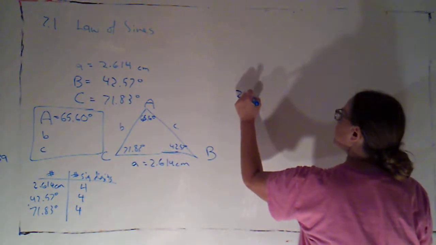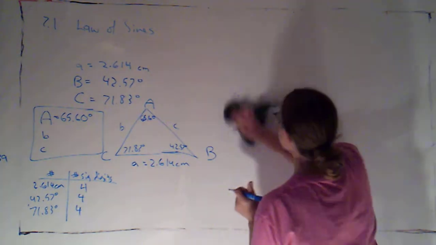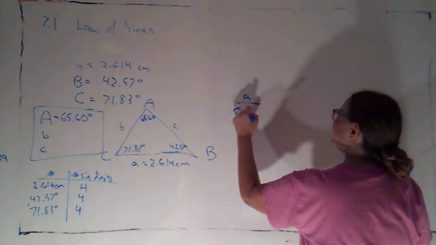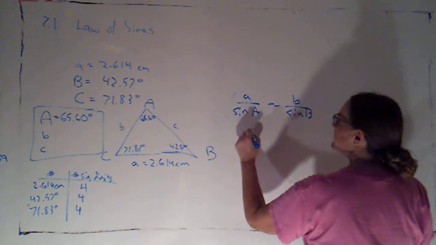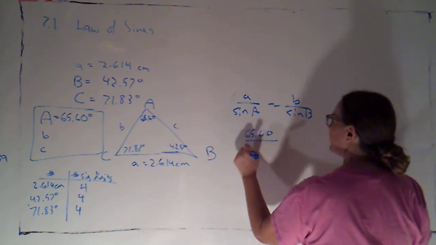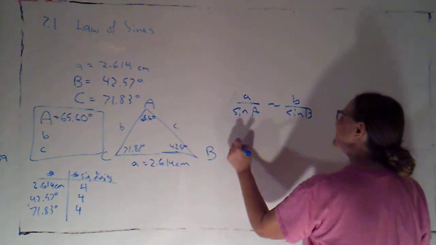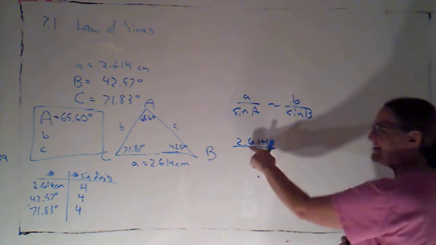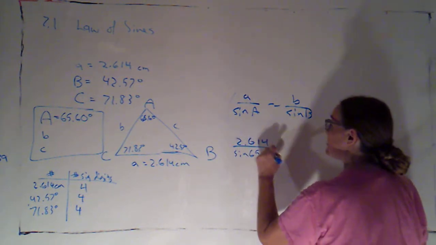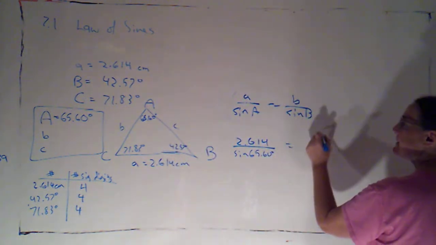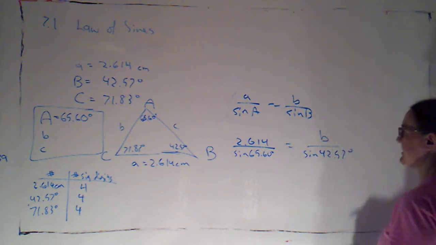So I'm going to say 2.614 over sine. Oh, actually, let's write it out with symbols first. I'm going to say a over sine A is equal to b over sine B, and then we'll plug in everything that we know. Side a is 2.614, I'll get that right. So 2.614 over sine of angle A, which is sine of 65.60 degrees. I should have my degree sign there. And that's going to equal b, which I don't know, over sine of 42.57 degrees.